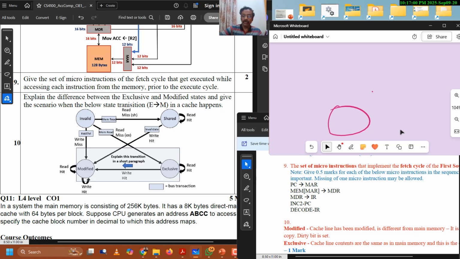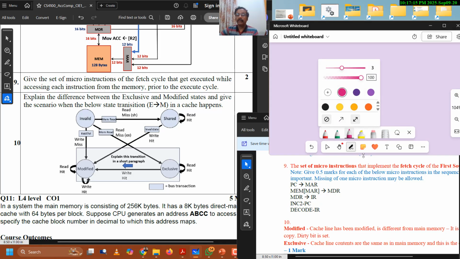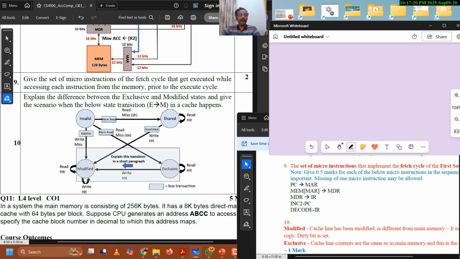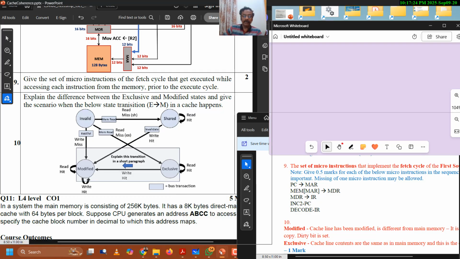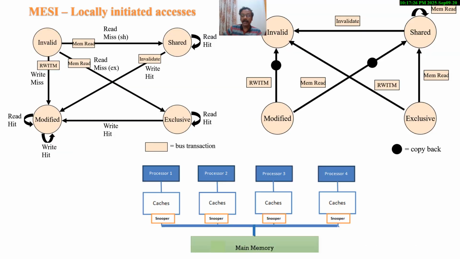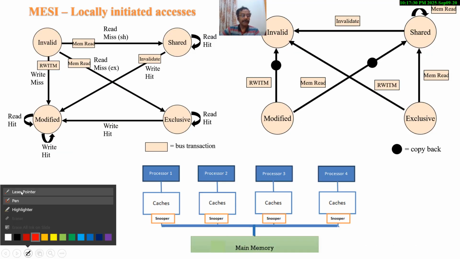Now let us go into the next question, which is question 10. Okay. Let us change color. This I am going to explain you with an elaborate diagram. Here, let me first explain how things work.